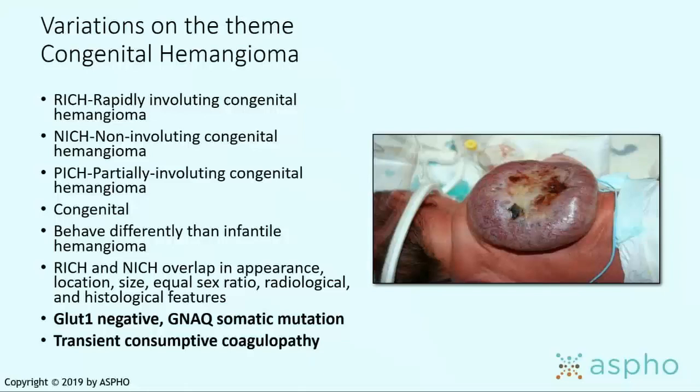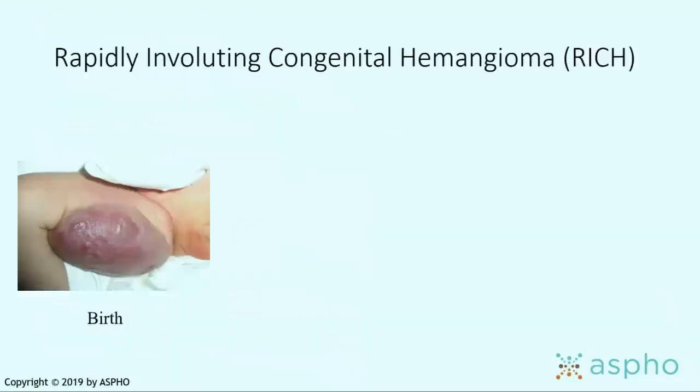The liver lesions can be very tricky. They also can have heart failure because of the high flow. And the coagulopathy issue might be a question on the boards. I put this in just so that you can see.